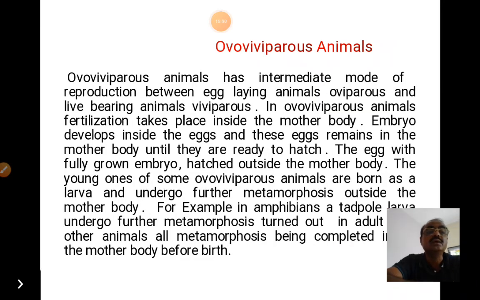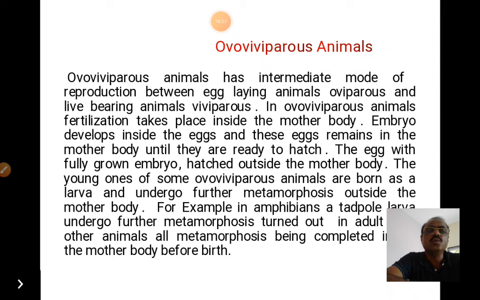Now, the third is the ovoviviparous animals. I have already told you that the method of reproduction somewhat differs from that of oviparous and viviparous animals. The term ovoviviparous incorporates both words, ovo and vivi. That's why the method of reproduction is found to be intermediate between oviparous and viviparous.